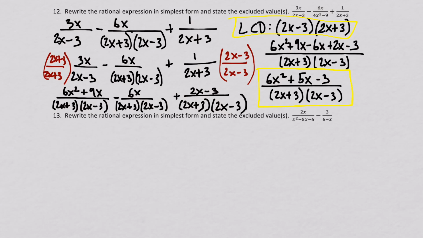As always, the last thing you should do is try to factor this. If this is factorable, do it and then cancel. This is not factorable. You can try. 6 times negative 3 is negative 18, but there are no numbers that make negative 18 but add up to 5. Okay, so that's your final answer. The excluded values, before I forget again, are going to be positive 3/2 and negative 3/2. Those are your excluded values right there.